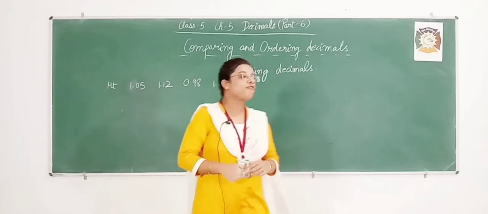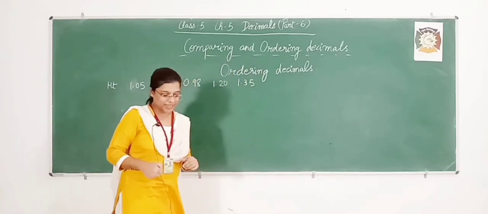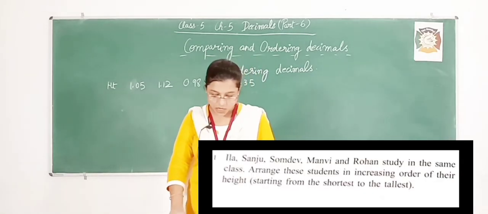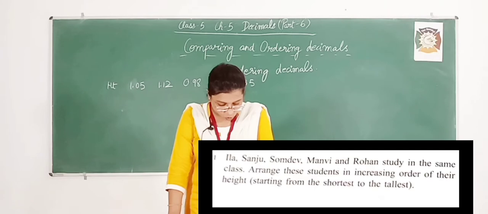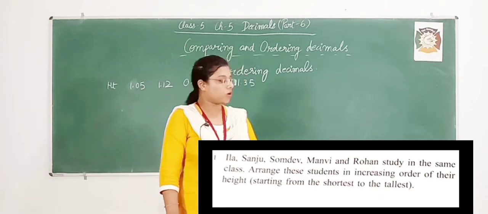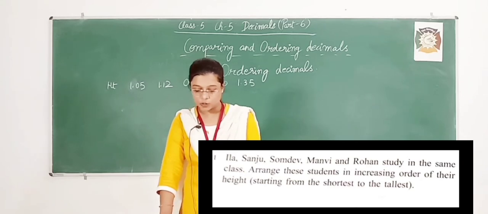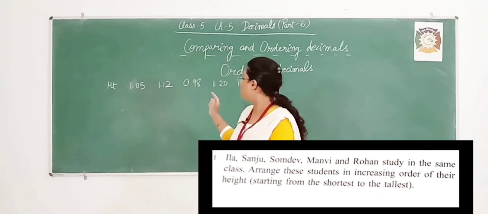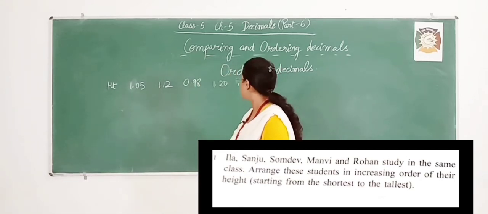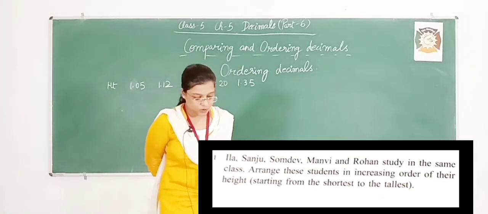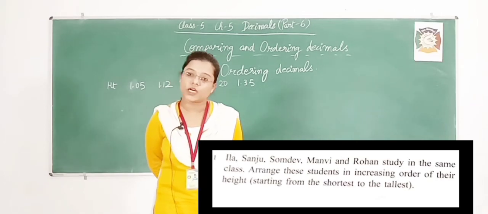So students, for ordering decimals, we are considering an example in which you have been given the heights of 5 students: Ila, Sanju, Somdev, Manvi and Rohan. You can see it here. Their heights are given to be equal to 1.05 meter, 1.12, 0.98, 1.2 and 1.35. You have to arrange these students in increasing order of their heights.